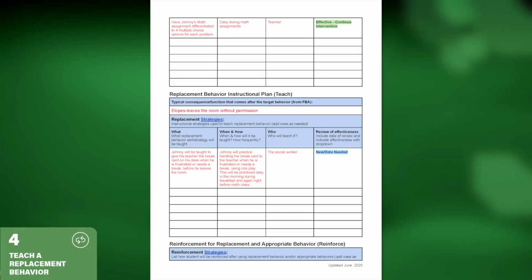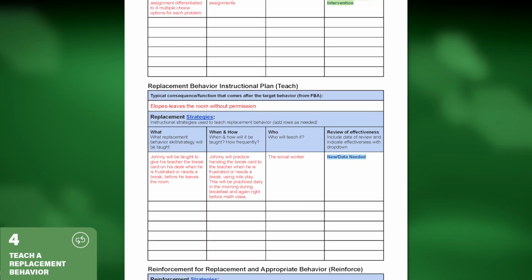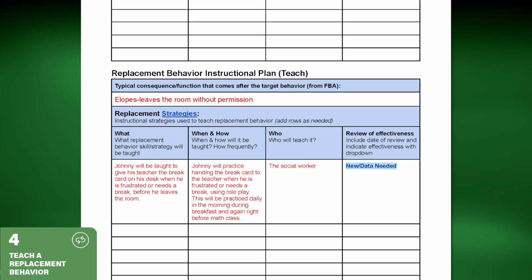The next section in our behavior intervention plan is the replacement behavior instruction plan, also known as teaching. This section is referring to our replacement behavior, and what skill we are actually going to teach that student to do that's more appropriate than the behavior that they're doing, but still serves the same function.